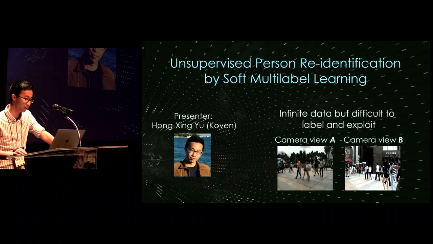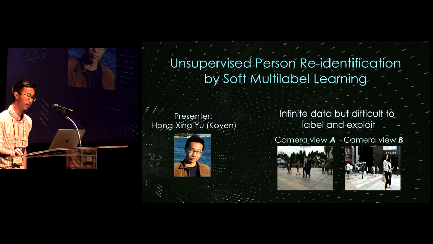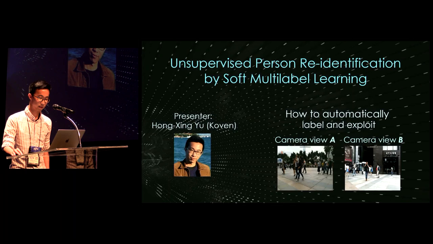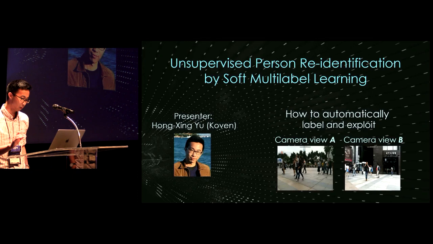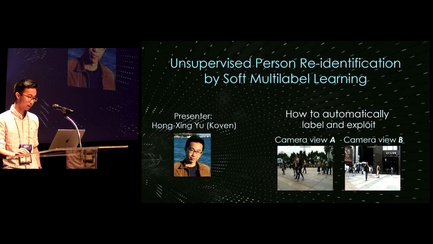Although we have nearly infinite surveillance data, it's quite difficult to label and exploit it. Even in these two very short video clips, it's highly tedious to exhaustively label every cross-view pair of persons. Therefore, we explore how to automatically label and exploit the cheap unlabeled data. In this work, we propose a novel concept, the soft multi-label learning, to address this problem.